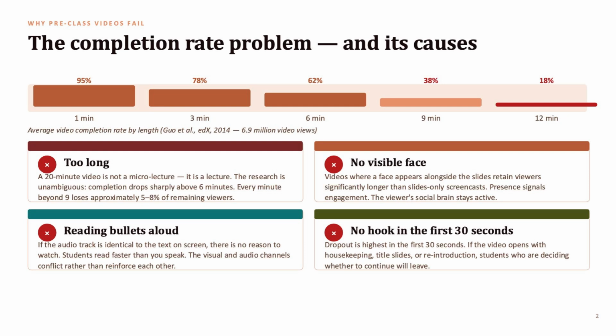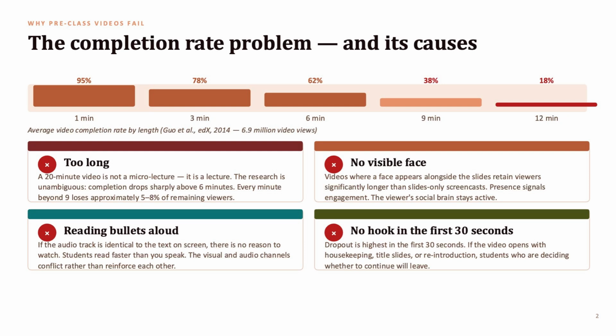First, videos that are too long. A 20-minute video is not a microlecture. Research is unambiguous. Completion drops sharply above 6 minutes. Every minute beyond 9 loses approximately 5 to 8% of remaining viewers. Second, reading bullets aloud. If the audio track is identical to the text on screen, there is no reason to watch. Students read faster than you speak, and the visual and audio channels conflict rather than reinforce each other.